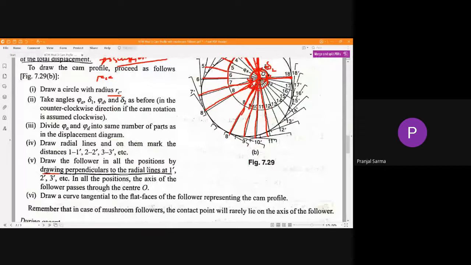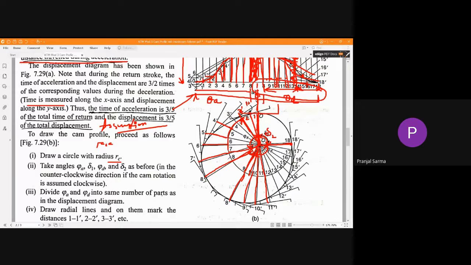Now all these 1 dash, 2 dash, etc., those points are nothing but the follower points. So now we have to draw the follower in all the positions. How? By drawing perpendiculars to the radial lines at 1 dash, 2 dash, 3 dash, these extended lines.